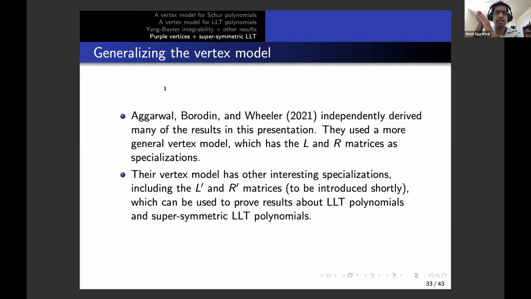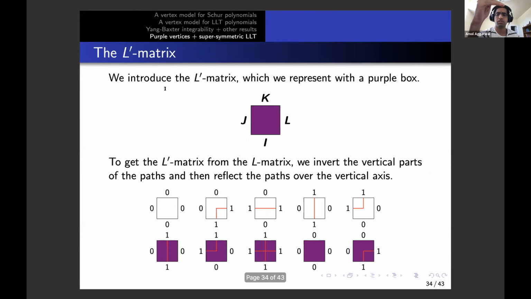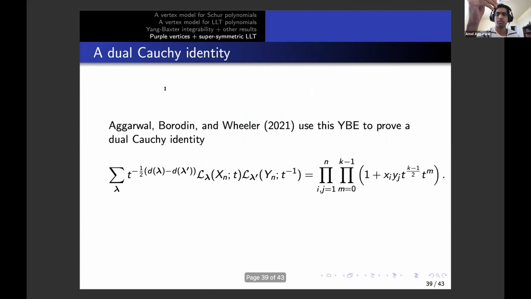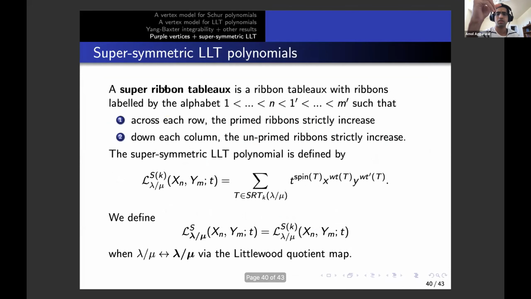So related to Dan's question about these more general supersymmetric LLT polynomials, where you can intersperse the primes with the unprimes in any arbitrary way. This is what you were saying, right? Yeah. So I wonder if it would suffice, if you want to capture those, to intersperse the purples with the whites in the same way. Because as I understand, your purples are all stacked above the whites, which corresponds to the primes all being above the unprimes.